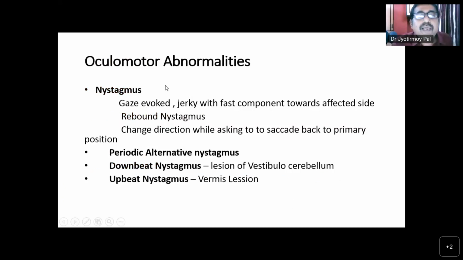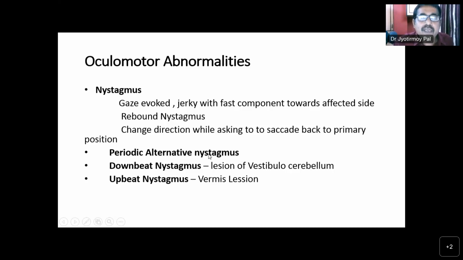we will observe the gaze, and the first component will be towards the affected side. Rebound nystagmus means first there will be a first component to the affected side, but after that there will be a reversal. The first component will be to the opposite side. That is called rebound nystagmus. It particularly changes direction while asking to saccade back to the primary position.